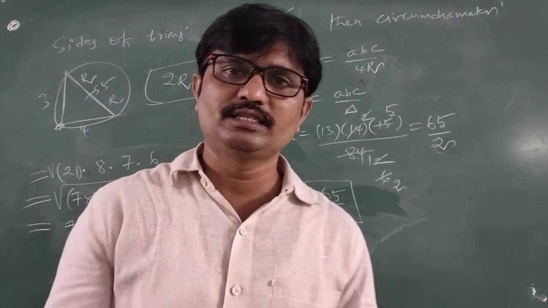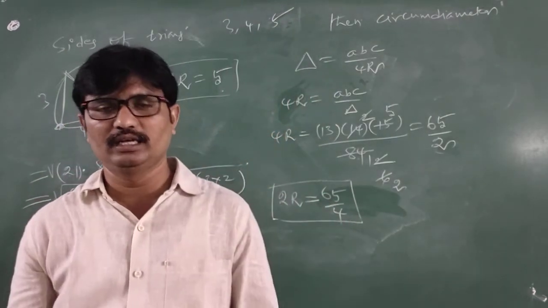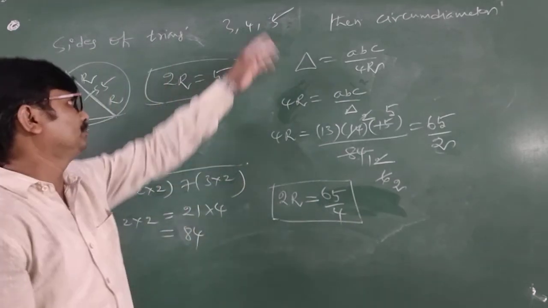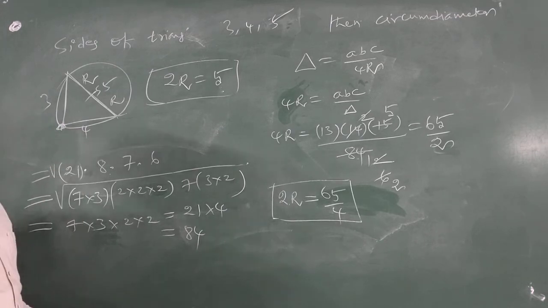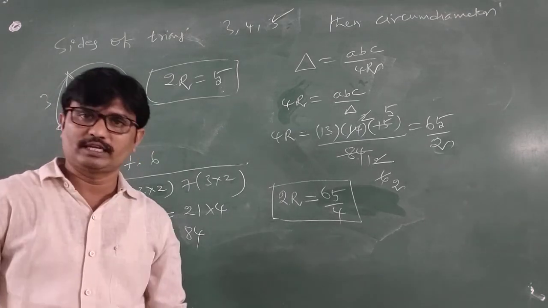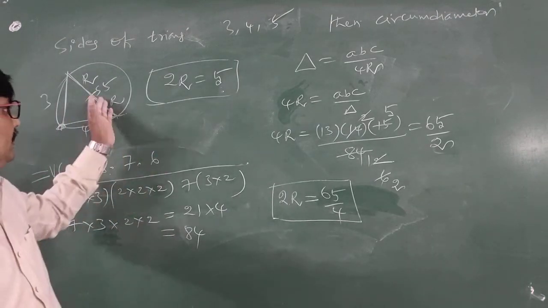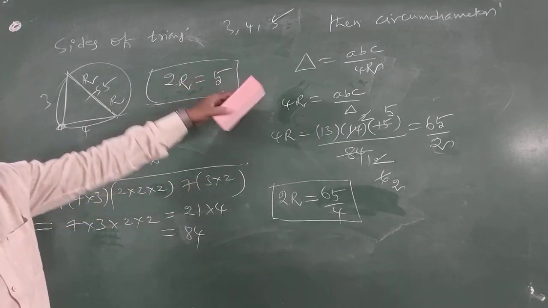Undoubtedly the hypotenuse is the diameter of the circumcircle. So 2R equals 5, since 25 equals 9 plus 16. Therefore hypotenuse squared equals side squared plus side squared, and you can write 2R equals 5. The circumradius is 5 by 2.